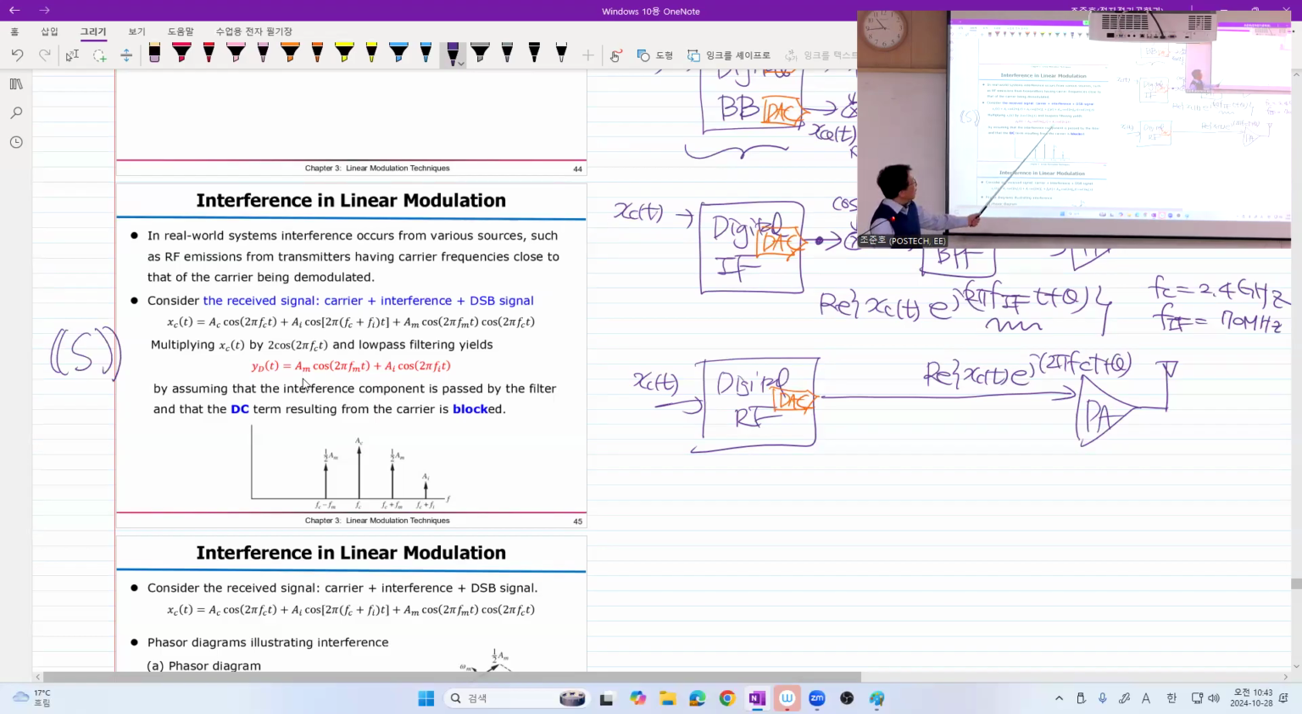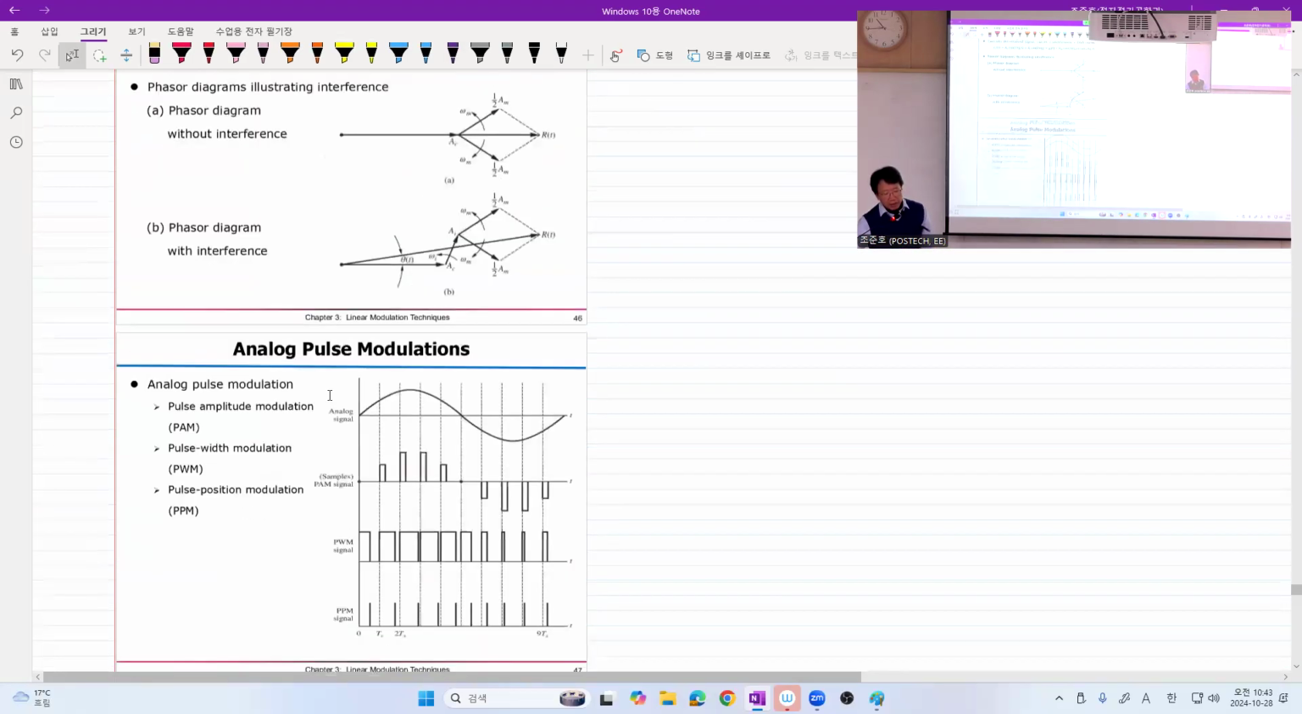See that? A_I cosine 2 pi f_I t. Here I means interference. You will see this kind of approach again and again in the analysis of interference for linear modulation and angle modulation, and even in some military radio. However, that is too much simplification. So usually we generalize it a little bit to a wide-sense stationary random process or something like that. Anyway, we will come back later.